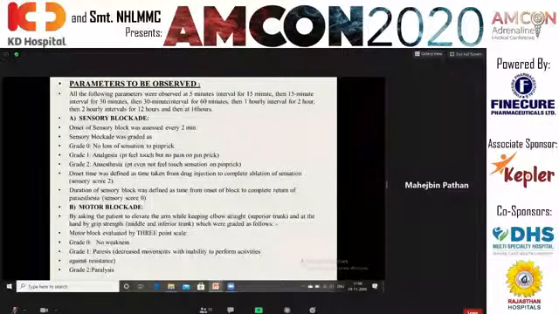Then motor block was assessed by asking the patient to elevate the arm while keeping the elbow straight, and by hand grip strength, which were graded as follows. Grade 0, no weakness; grade 1 paralysis, decreased movement with inability to perform activities against resistance; and grade 2 paralysis.